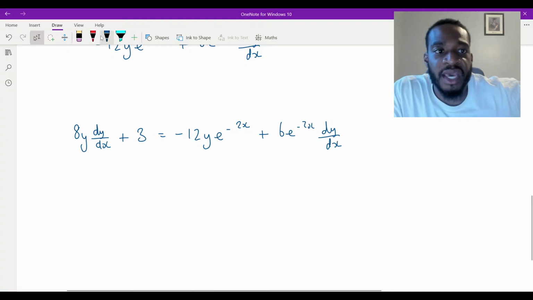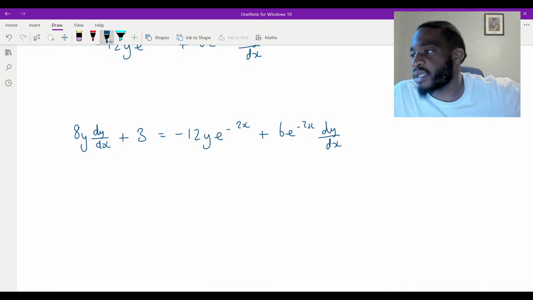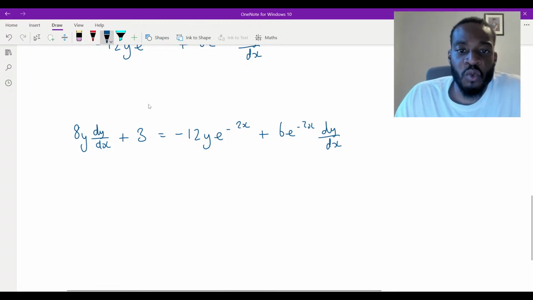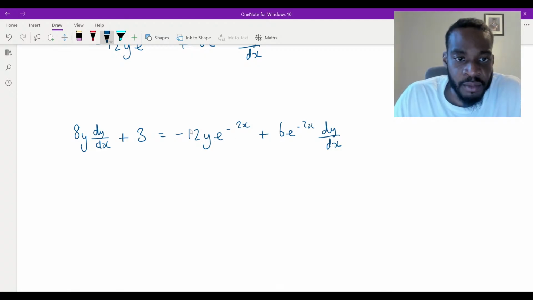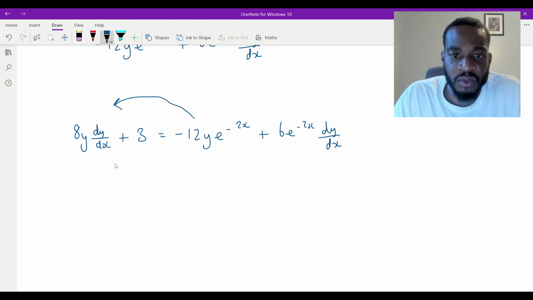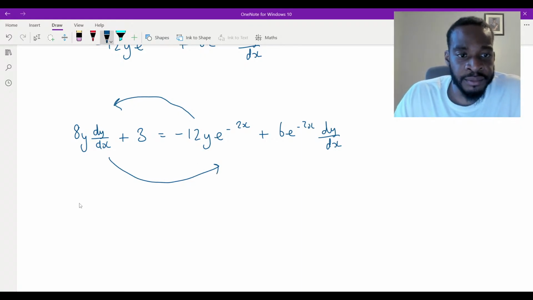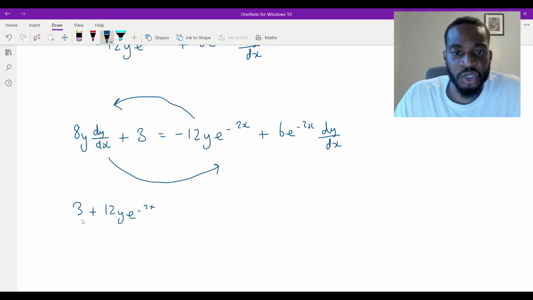Perfect. All right. So now remember, we're trying to find out what dy/dx is. So we're going to make dy/dx the subject. Just because I don't like dealing with negatives, I'm going to move this one there and this one over there, just so it looks a bit neater. So that way it's going to be 3 plus 12y e to the minus 2x, and that will equal 6e to the minus 2x dy/dx minus 8y dy/dx.